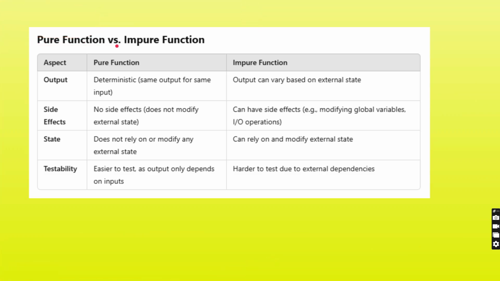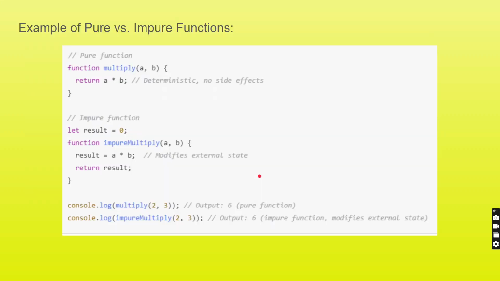Pure functions versus impure functions. Aspect: output. A pure function is always deterministic, with the same output for the same input. For an impure function, the output can vary based on external state. Side effects: a pure function has no side effects and does not modify external state. An impure function can have side effects, for example modifying global variables or IO operations. State: a pure function does not rely on or modify any external state, while an impure function can rely on or modify external state. Testability: a pure function is easier to test as its output only depends on inputs, while an impure function is harder to test due to external dependencies.